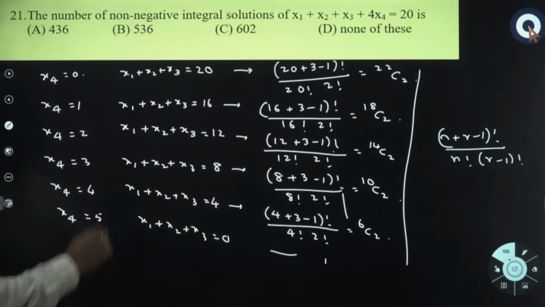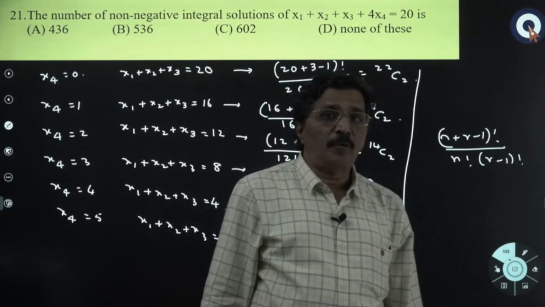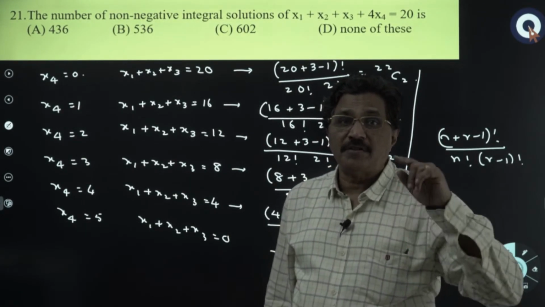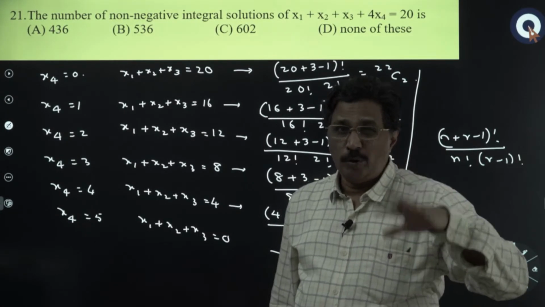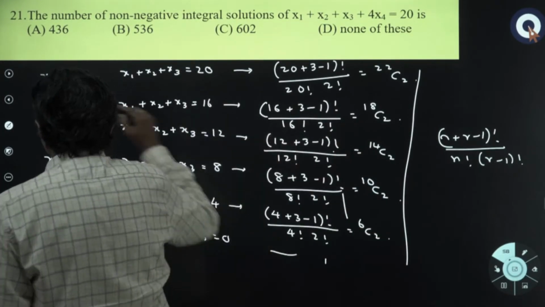You can also do this as the coefficient of x to the power 20 in the expansion of (1 plus x square etc. x to the power 20) whole cube into (1 plus x power 4 plus x power 8 plus x power 12 plus x power 16 plus x power 20). You can do that also. Again, the same things will come.